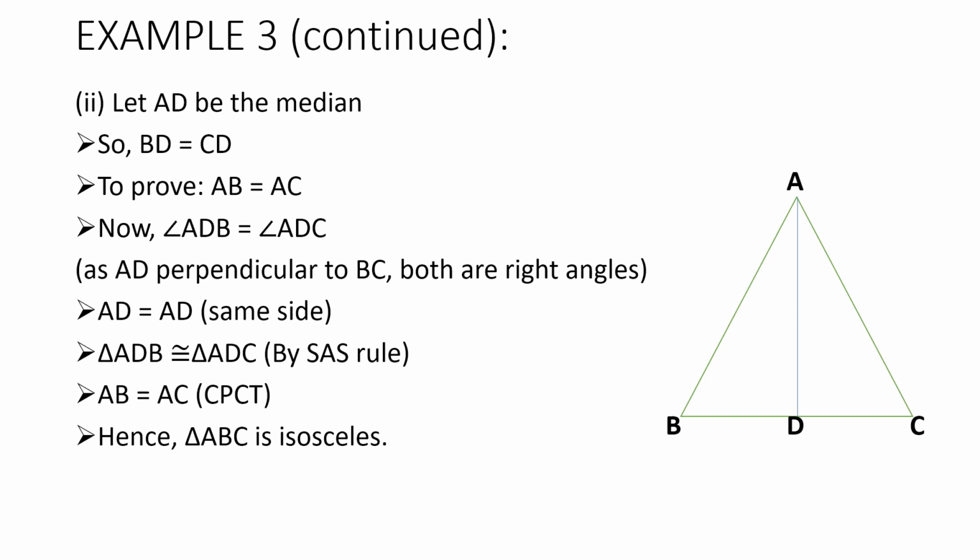So by SAS rule, SAS means two sides and the included angle. So you have the side AD equal to AD, also you have BD equal to CD, and the included angle ADB equal to ADC. So by SAS rule, triangle ADB will be congruent to triangle ADC. So by CPCT, AB will be equal to AC, and hence triangle ABC will be isosceles.